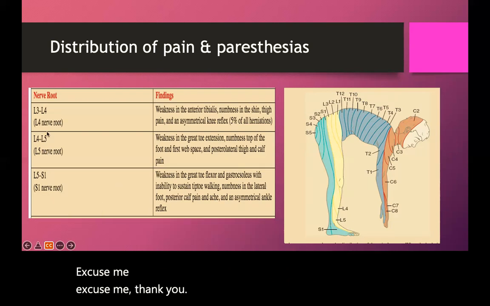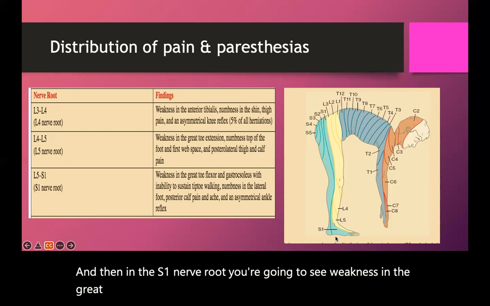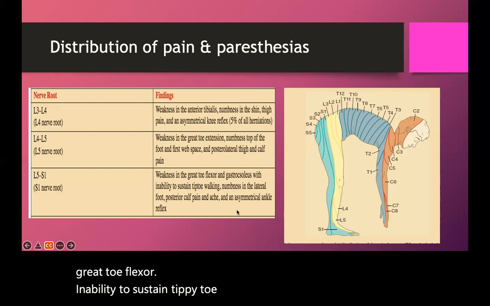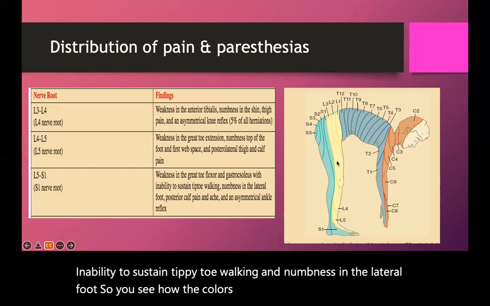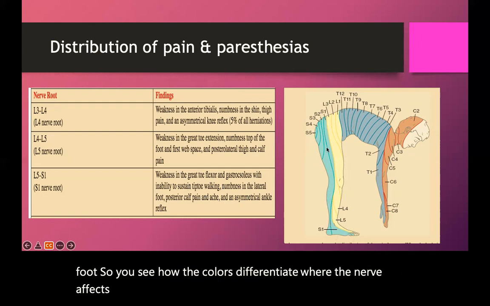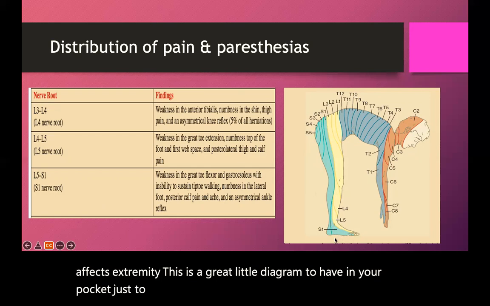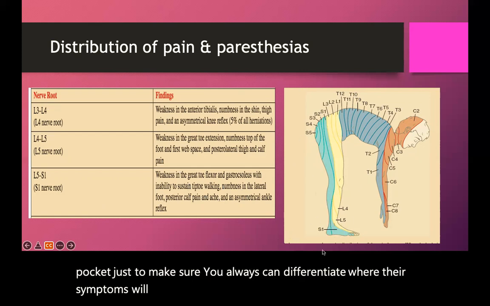And then in the S1 nerve root, you're going to see weakness in the great toe flexor, inability to sustain tippy toe walking, and numbness in the lateral foot. So you see how the colors differentiate where the nerve affects the extremity. This is a great little diagram to have in your pocket just to make sure you can always differentiate where their symptoms will be and what your findings will be associated with.